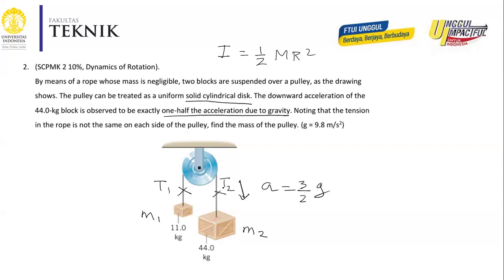And then find the mass of the pulley. So we need to find what is the mass of this cylindrical disc. What is the mass? By Newton's second law and the relation of torque and inertia, we can say that here there is weight two, and this one is weight one. And then we can set, for example, the system one.